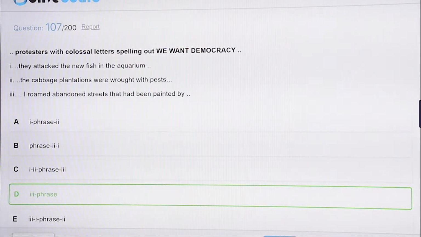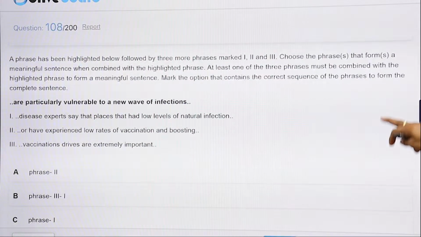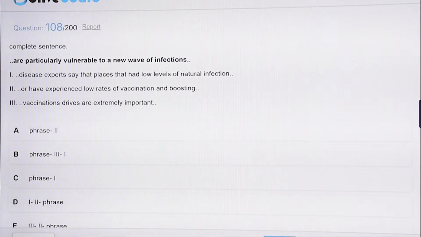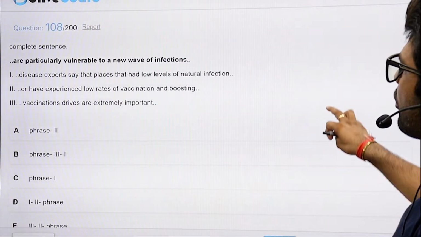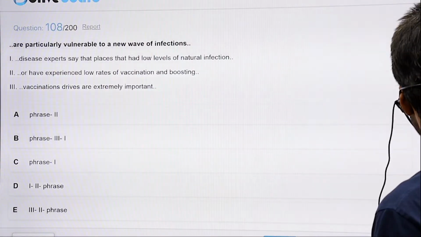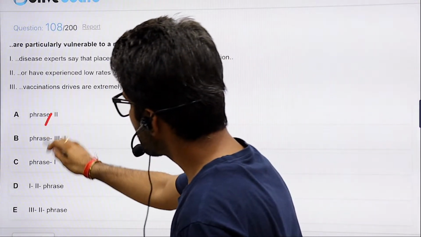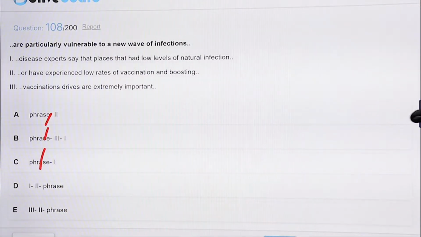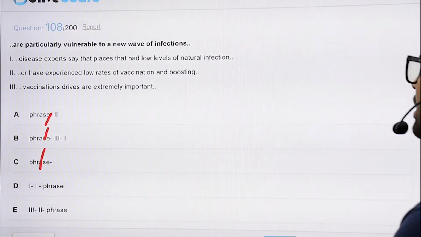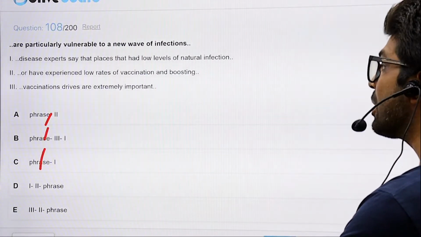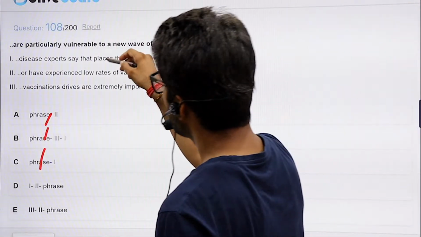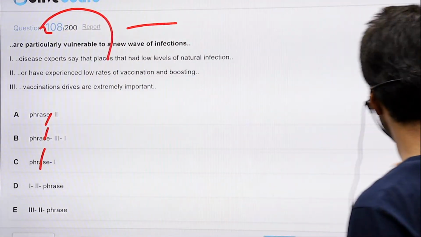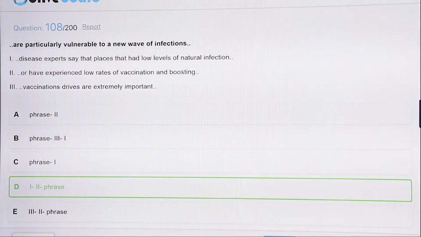Okay. Bubbly, superb. Objections welcome. Do it again. Are particularly vulnerable to a new wave of infections. You can't start with the phrase, first of all, are what? You need a subject, either this or that. Disease experts say that places that had low levels of natural infection or have experienced low rates of vaccination and boosting are particularly vulnerable. Places such are vulnerable to this and that. Perfect. Need not check the others.